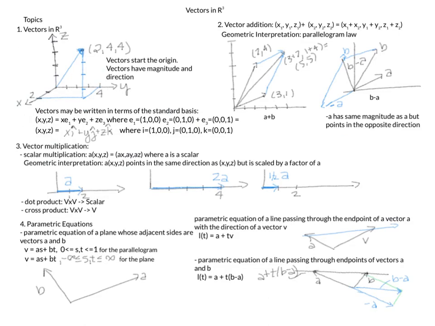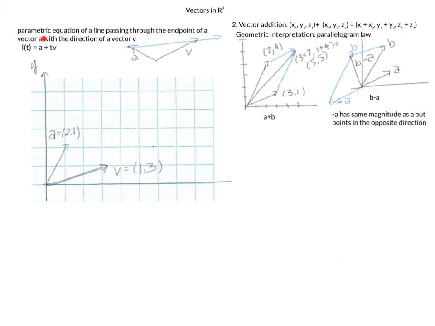Now we've done the parametric equation of a plane whose adjacent sides are vectors A and B, and we're ready to do the line passing through the endpoint of a vector A in the direction of V. This one should go a little faster. We're looking for the parametric equation of a line passing through the endpoint of a vector A, which I have, A, 2, 1 here, in the direction of a vector V. So I have the vector V, 1, 3 here. We're looking for the line that goes to this point A and is in this direction V. And we're extending this vector so it goes out and becomes a line.